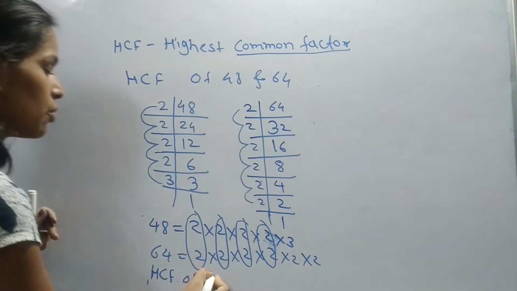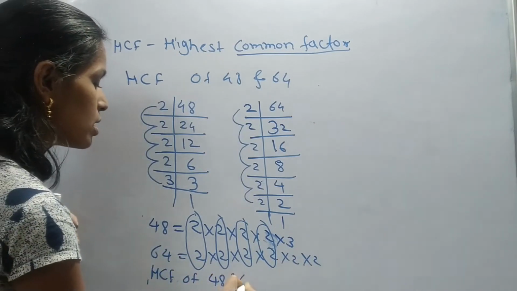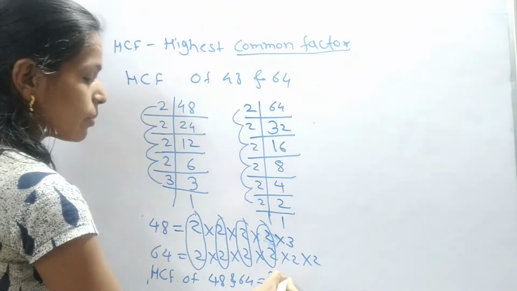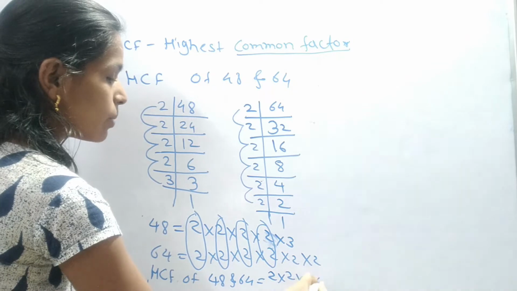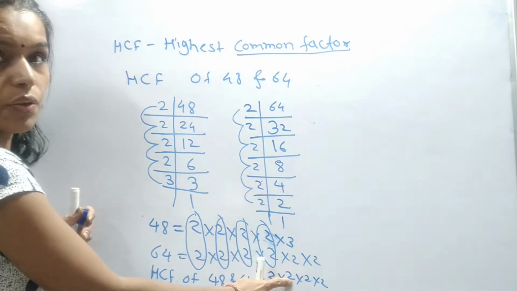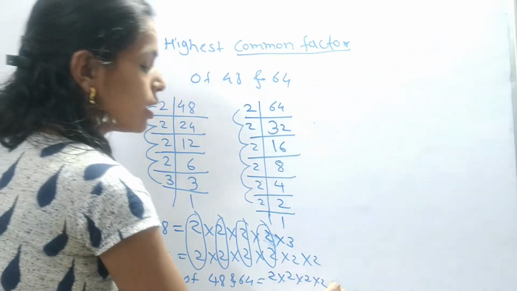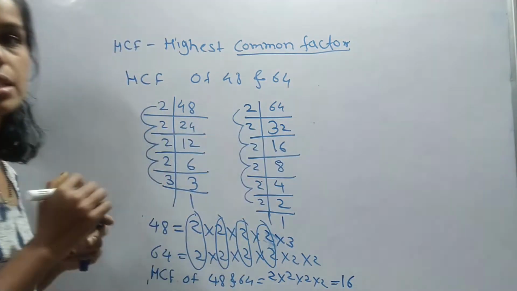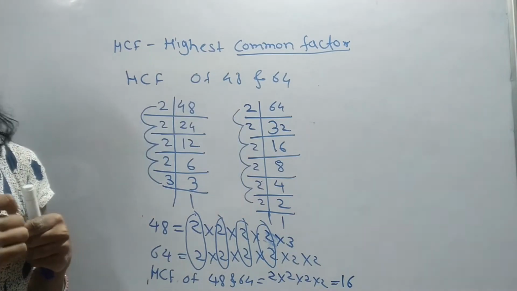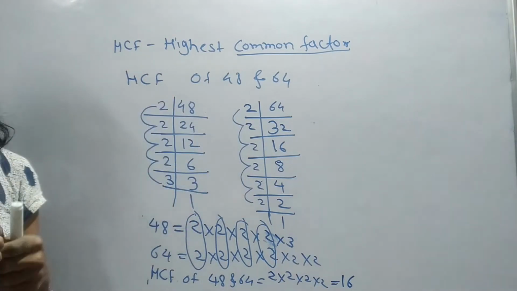48 and 64 is equal to these common 2s. We will take 2 multiply by 2 multiply by 2 multiply by 2. That is, 2 2s are 4, 4 2s are 8 and 8 2s are 16. So this 16 is the HCF of 48 and 64. I think this is a quite easy method to find the HCF of given numbers.